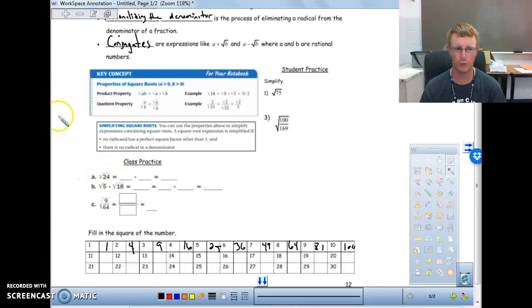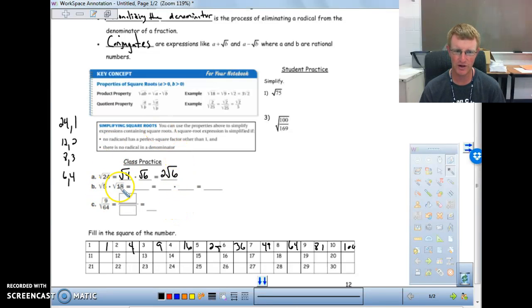So when I think about 24 and the factors of 24, and you don't have to do this every single time, but I write it out. We have 24 and 1, we have 12 and 2, we have 8 and 3, and we have 6 and 4. What you're looking for is which of those numbers that we just wrote out is a perfect square, and 4 is. So we're going to rewrite the square root of 24 as the square root of 4 times the square root of 6. Because I know the square root of 4 is just 2. So our reduced radical is 2 times the square root of 6.